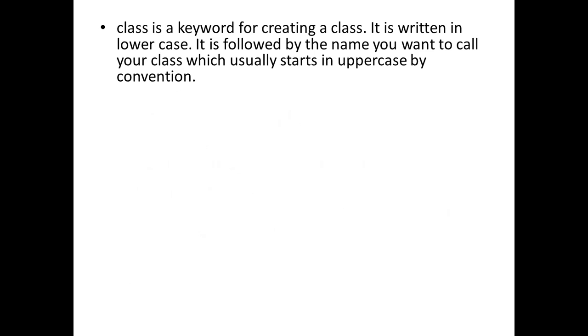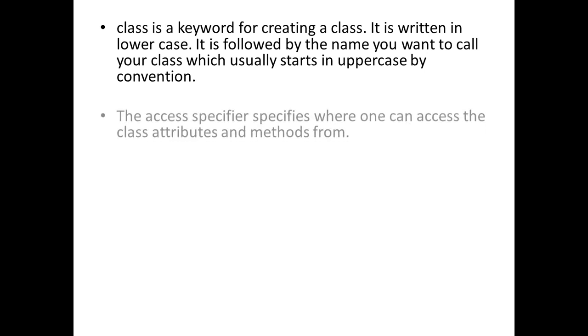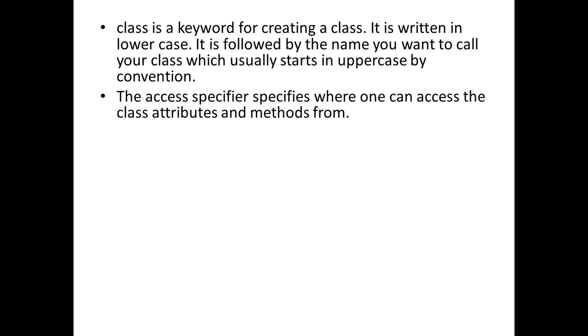So, like I said, class is a keyword for creating a class. It is written in lowercase. It is followed by the name you want to call your class, which usually starts in uppercase by convention. The access specifier specifies where one can access the class attributes and methods from. We have three basic access specifiers.